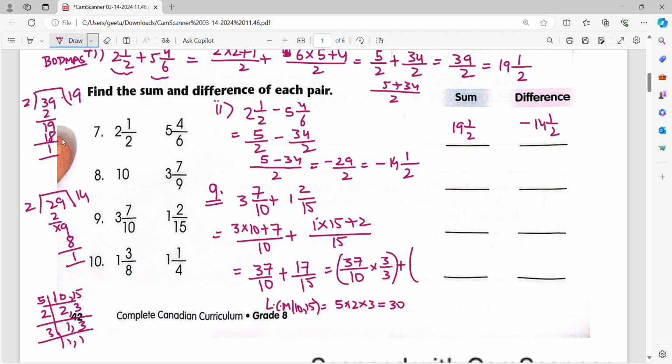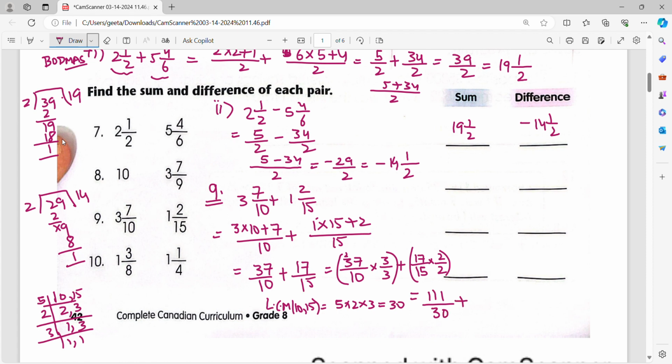Okay. Then next we have 17 by 15. You will multiply it by 2. You have to make it 30, na? So you have to take 15 to 30. Now 3 sevens are 21, 3 threes are 9 and 2 makes 11. If you solve it, it would be 111 over 30.